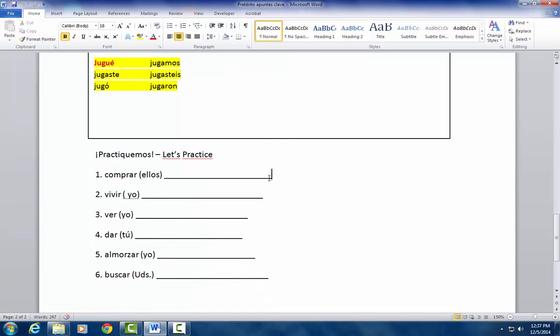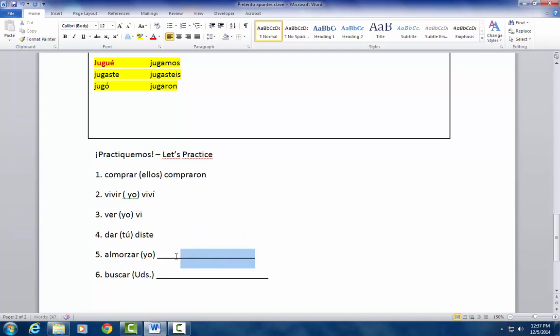Okay, so let's do a little bit of practice. Ellos of comprar: compraron. Okay, vivir, yo: viví, with an accent. Ver in the yo: vi, no accent. Dar in the tú: diste, remember it takes the opposite endings. Almorzar, car gar zar: almorcé. Buscar is a car gar zar, but we don't care right now because we're being asked to do the ustedes form. Okay, and there we go.